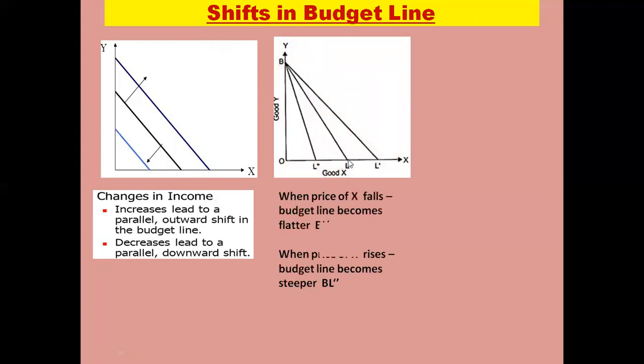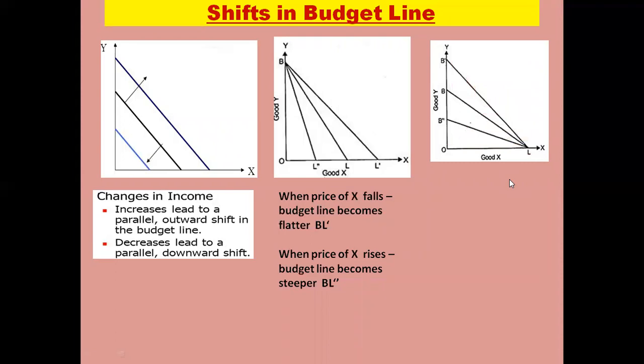Now we see what happens when price of X falls and rises. When price of X falls, consumption of Y remains constant and he will increase the consumption of X. So the budget line becomes flatter. It becomes BL prime. And the consumption of good X increases to OL prime. And when price of X rises, consumption of X falls to OL double prime, and the budget line becomes steeper to BL double prime. This is BL double prime.